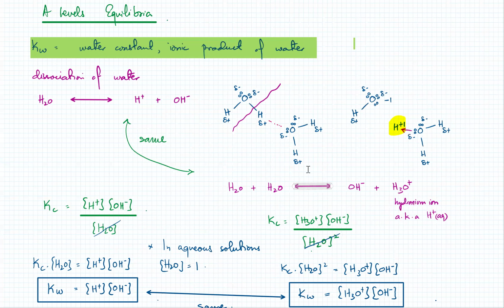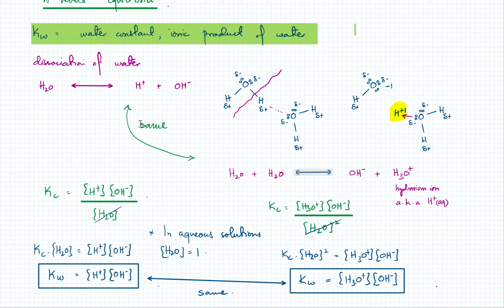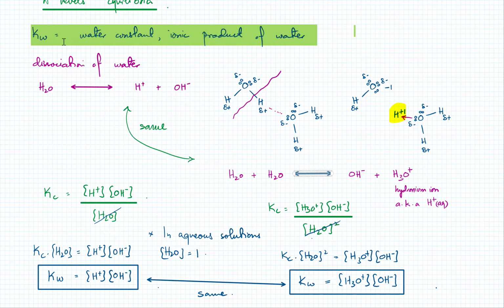So last time we started with A-levels Equilibria, which was the application of Equilibria. I told you that there's an ionic product of water. That's the first one, known as Kw. That's basically Kc, but it's Kc applied to the dissociation of water.